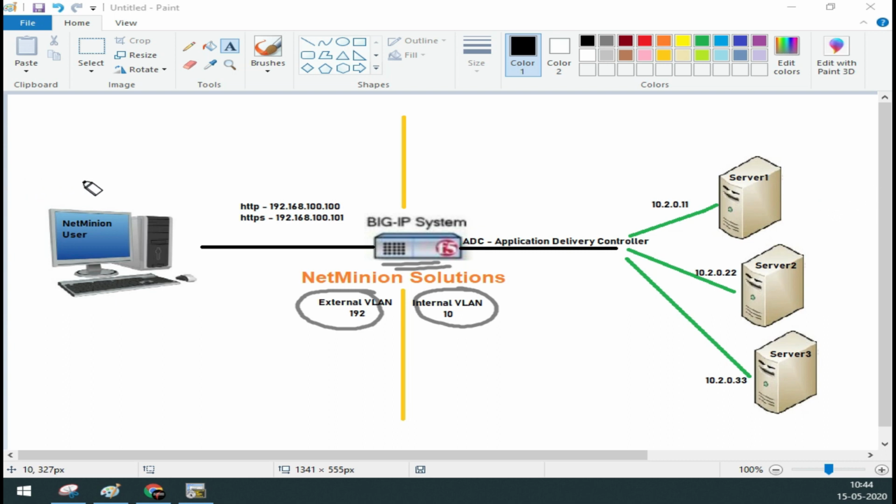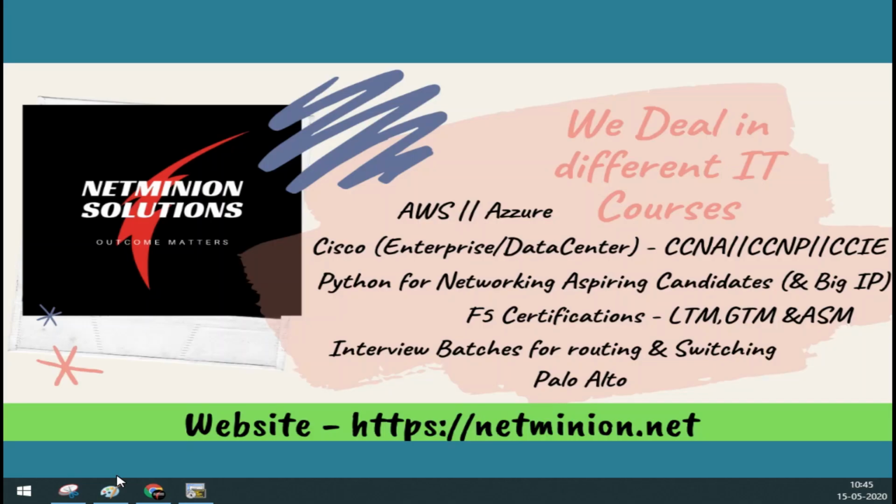Here we have three servers: server 1, server 2, server 3. All of these servers host the same application, but it depends upon the BIG-IP system and the load balancing method. If you are aware of load balancing methods, that is good; otherwise we will create another video for that also. So here it will check the health status, or maybe more than that, using the monitors. So let us start with the monitors.